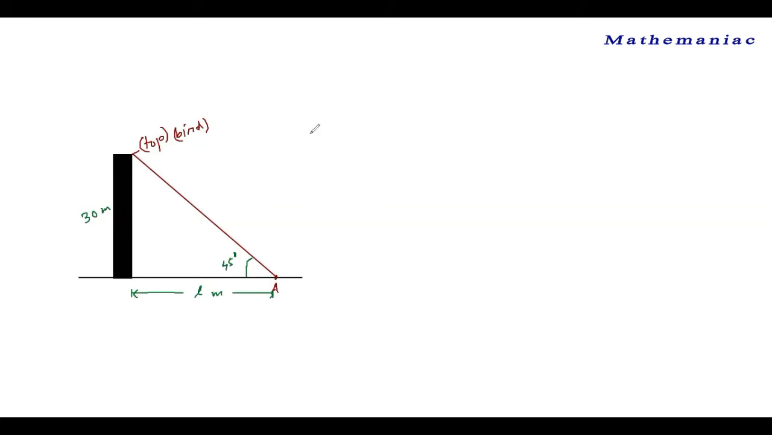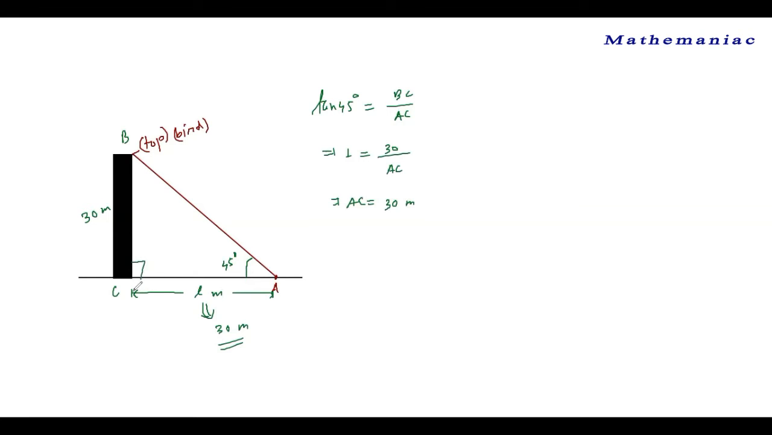Now what will be the suitable ratio? tan 45 degrees, if I name it, suppose this is BC, will be the height of the building divided by the distance AC. Now tan 45 is 1. Height of the building is 30. This is AC, so your value of AC will be 30. Meaning the distance at which the person was standing is 30 meters from the foot of the building.